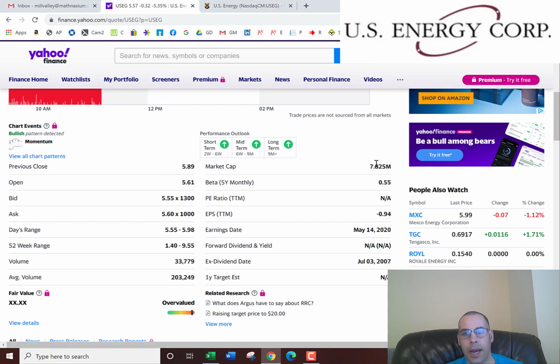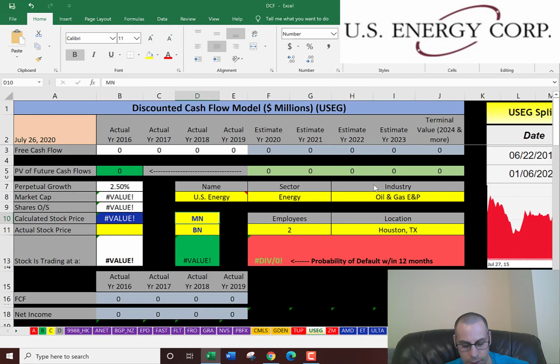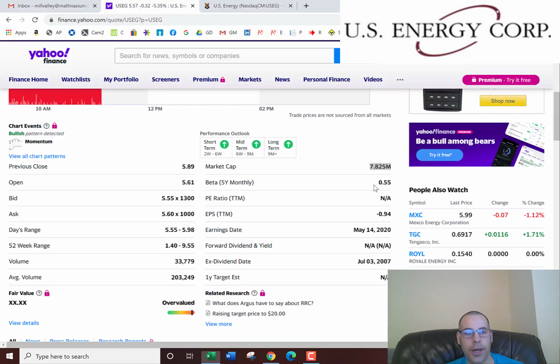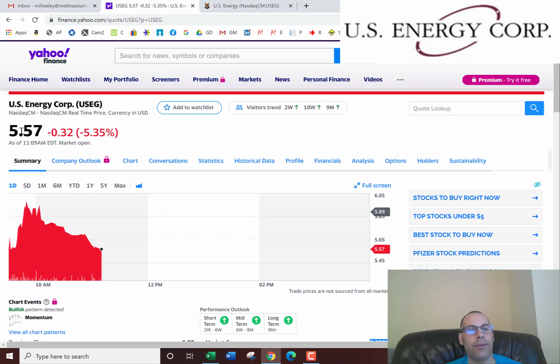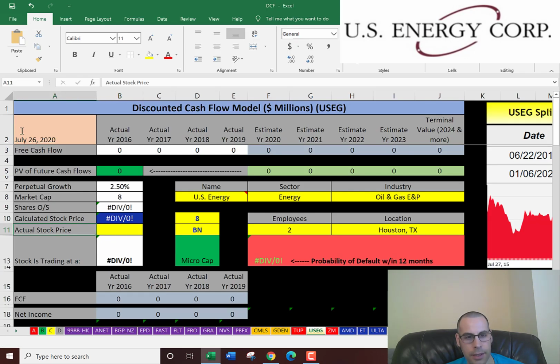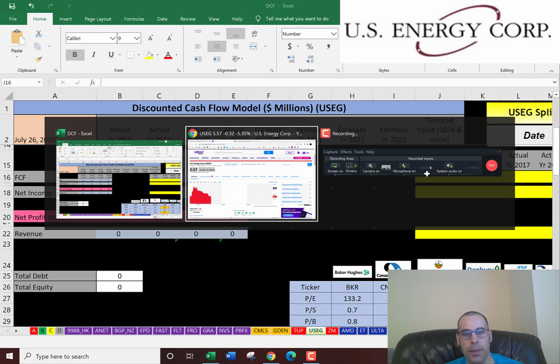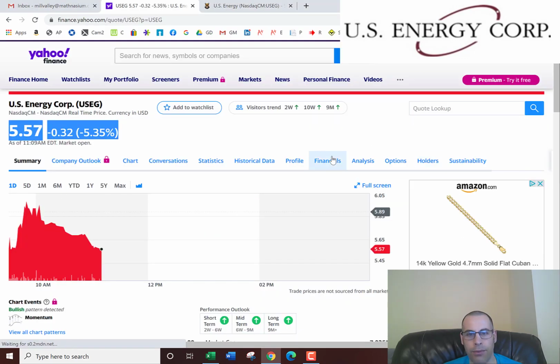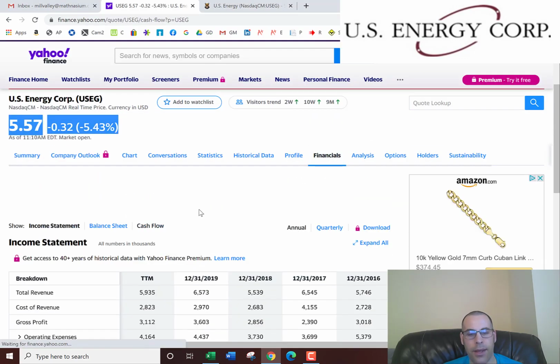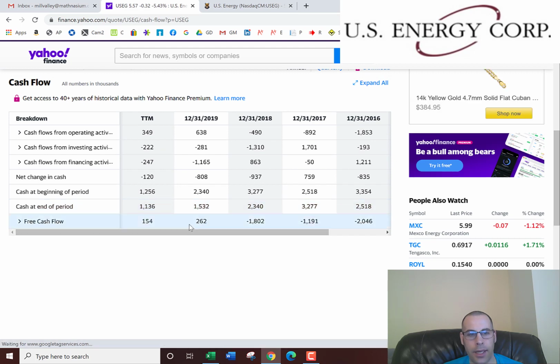This company has a market cap of $7.8 million. And let's see what they're trading at. They're trading at $5.57. That's one share of stock. Now I'm going to pull the free cash flows. And the way you value a company is you estimate the future free cash flows, and then you discount that number back to today's value.